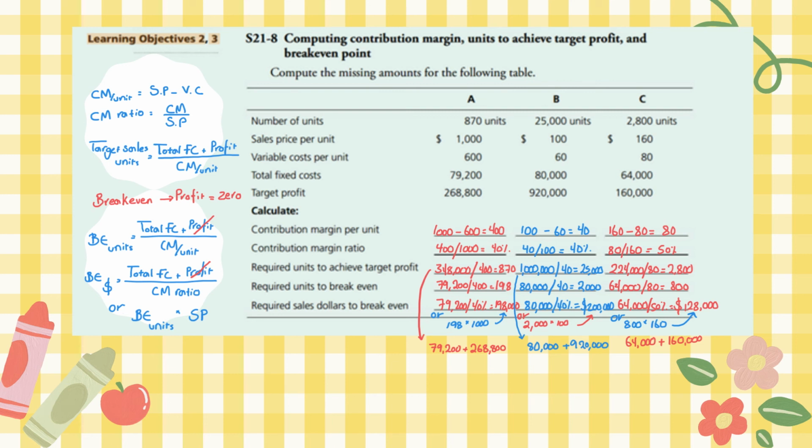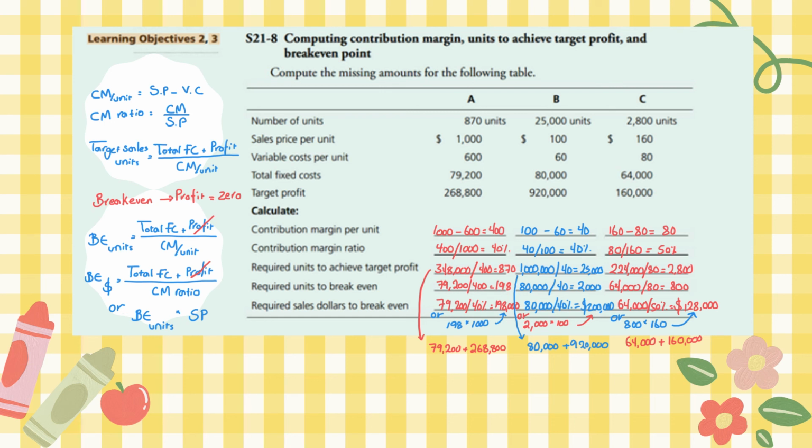Required units to break even. How many units do I need to break even? So my profit will be 0. So instead of writing target profit here, it's gonna be 0. So it's gonna be fixed cost divided by the contribution margin per unit. So 64,000 divided by 80, it's gonna be 800 units.